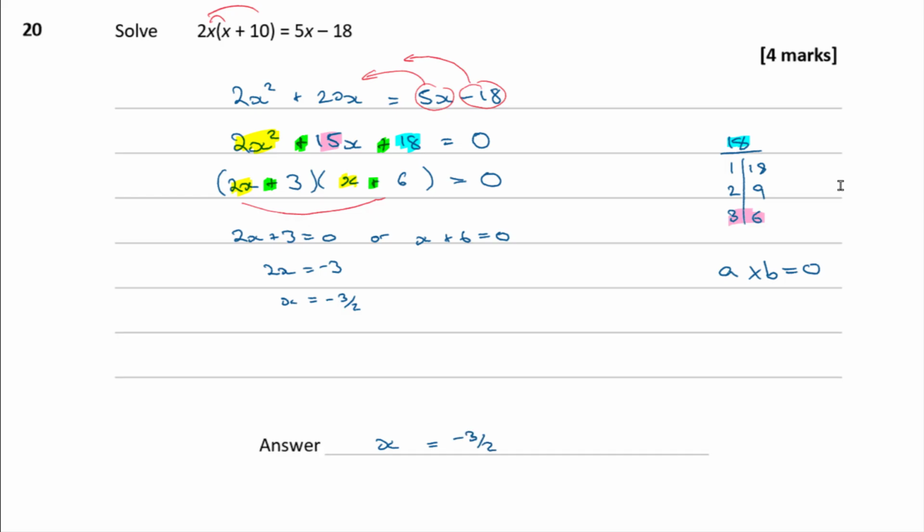The other one, x plus 6 is equal to 0. So just take 6 to the other side. I'm going to get x is minus 6. And that's my second solution. Okay, so two solutions. X equals minus 3 over 2 and x equals minus 6.